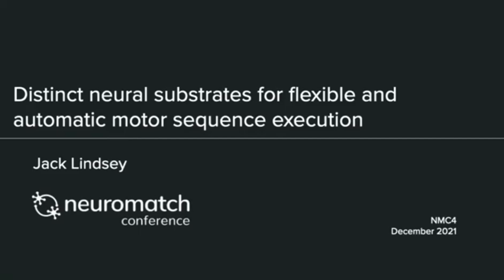I'm going to be talking about the neural substrates for flexible and automatic motor sequence execution. The brain exhibits a remarkable ability to flexibly adapt motor behavior to new task demands. At the same time, repeated practice of a task can improve motor performance and render its execution fluid and automatic. In this work, we investigate how the neural circuits underlying automatic motor sequences differ from those underlying flexible motor behavior.